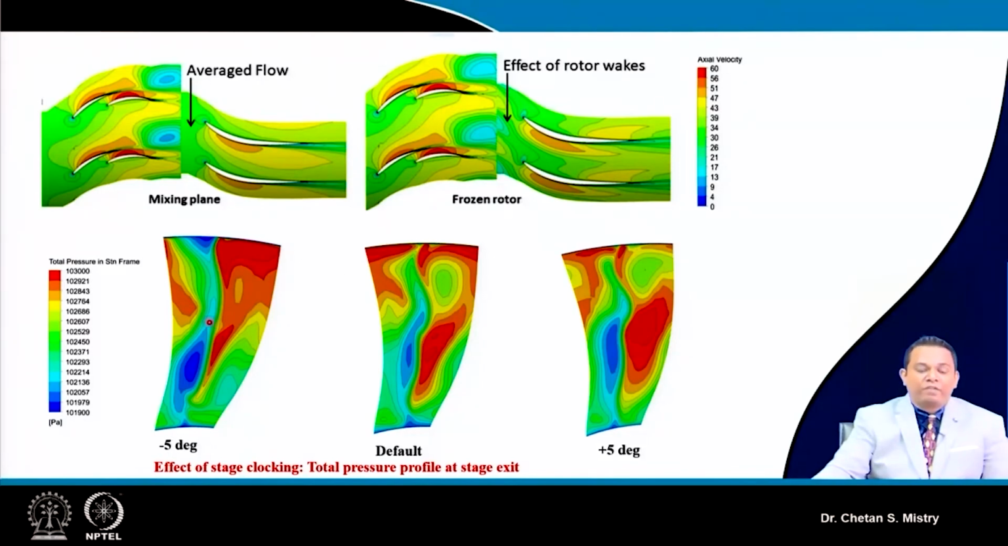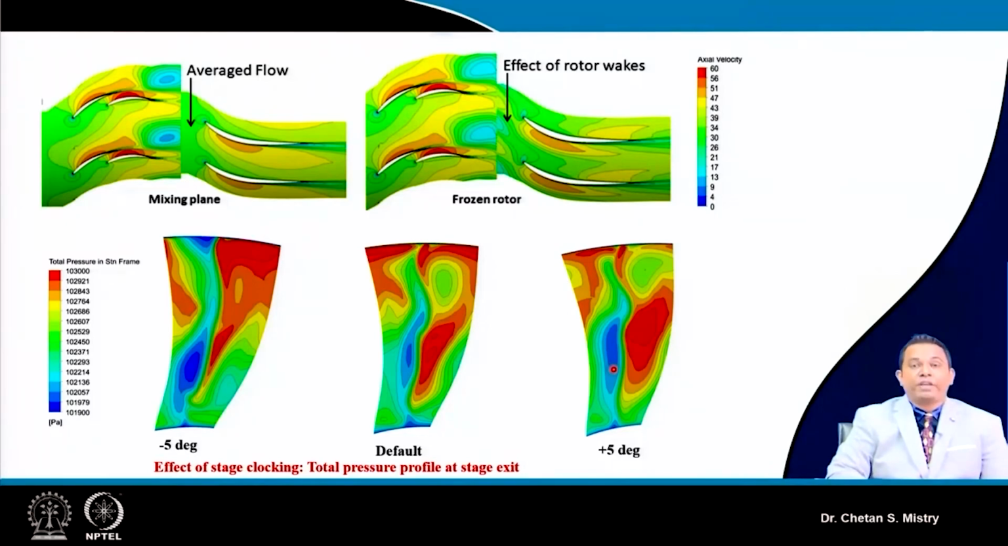When we shift our stator domain by -5 degrees and +5 degrees, you can say left-hand side and right-hand side, you can do it both ways. Maybe you can change the rotor position, or maybe the stator position. The relative position we need to change. So here if we look at it, when we put this kind of configuration, we will have this particular low momentum fluid coming out from the stator. It is large in size. Here this is the normal configuration. So we can say the exact flow field study can be captured by using this kind of configuration.